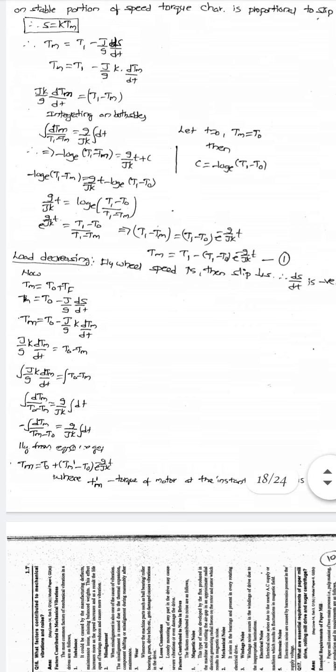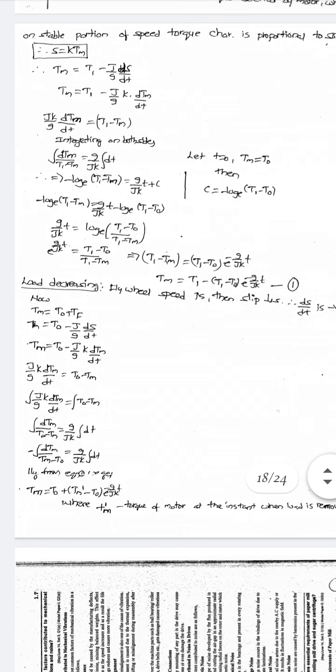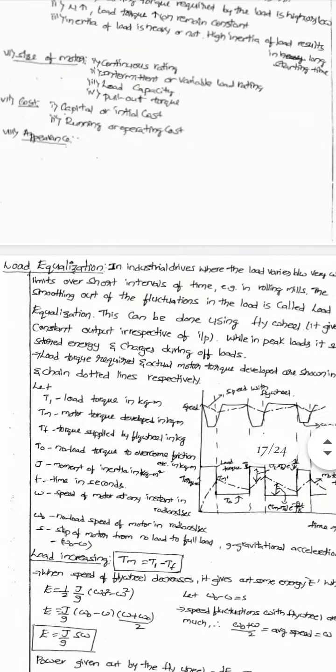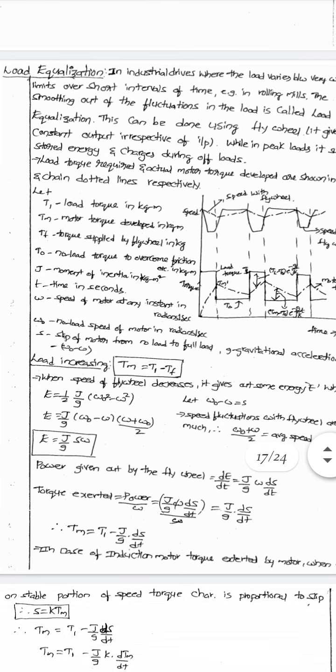Similarly to equation 1, we get this result. Substituting in equation 1, the final result is Tm is equal to T naught plus (Tm dash minus T naught) e power minus g by JK into t, where Tm dash is the torque of the motor, and the time constant is the load removed. Okay, this is about load equalization.